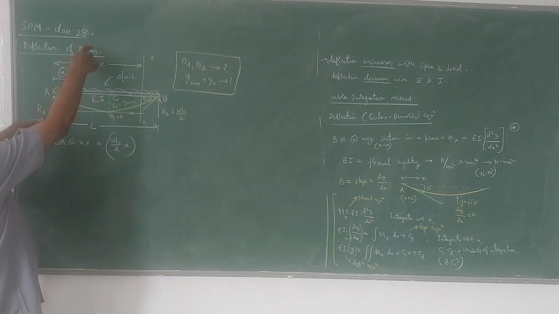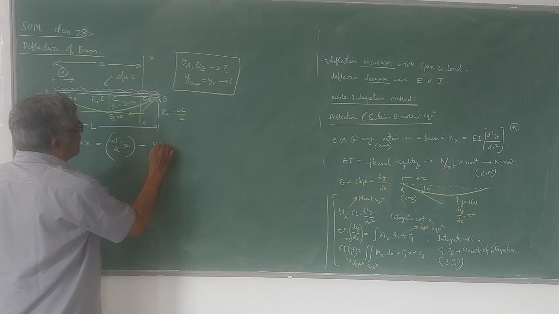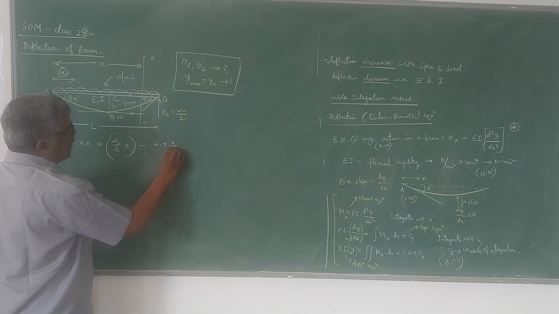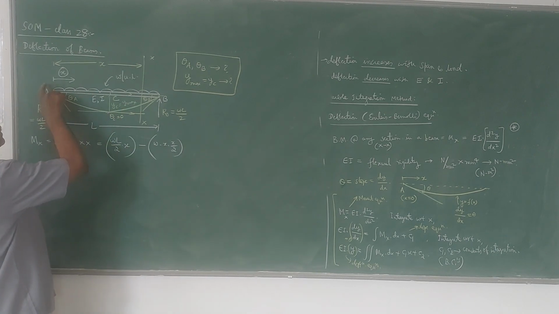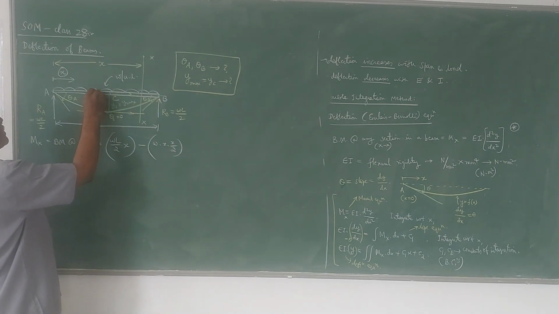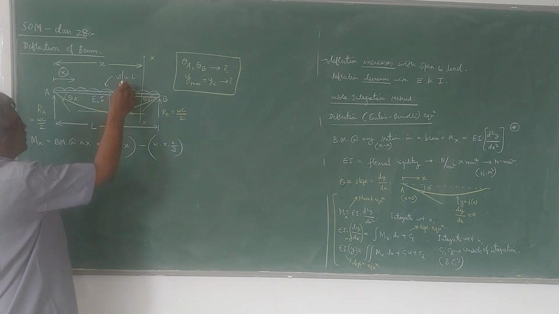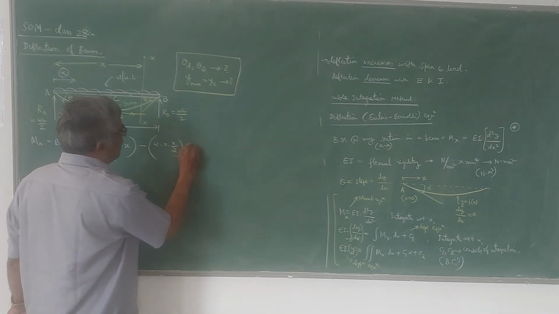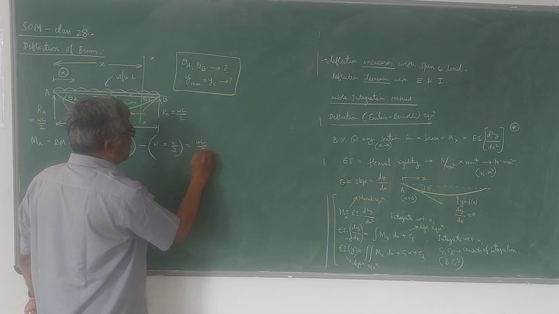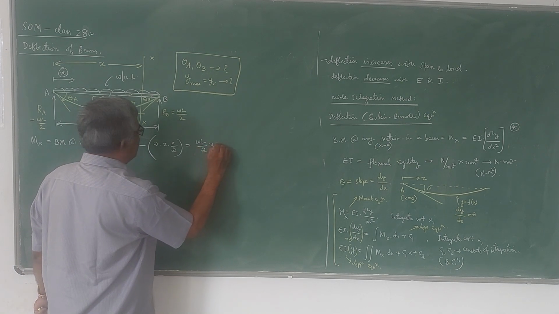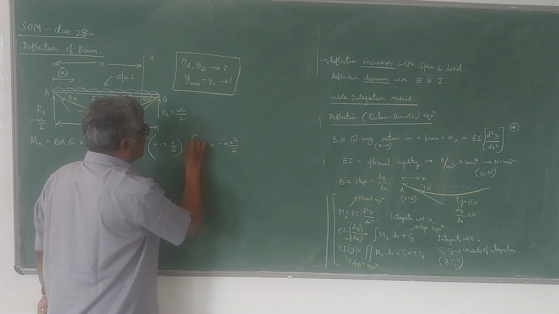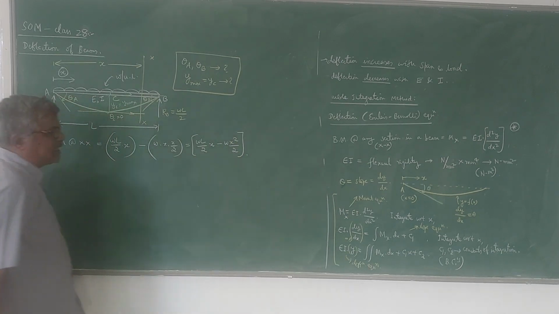Then the UDL is downward, so minus W into x is the load, and it acts at the midpoint. UDL always acts at the midpoint. So x is the distance, so the midpoint is at x by 2. So Wx into x by 2. So this is the bending moment expression. So we have got WL by 2 x minus Wx square by 2. This is the bending moment expression at the section XX.